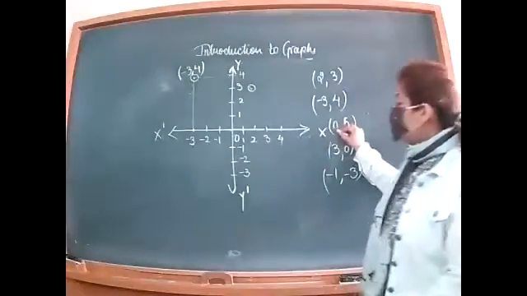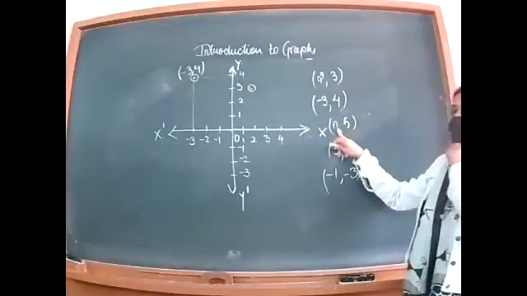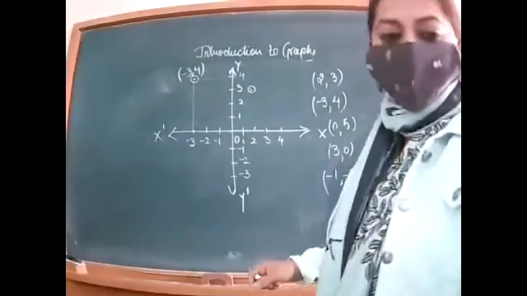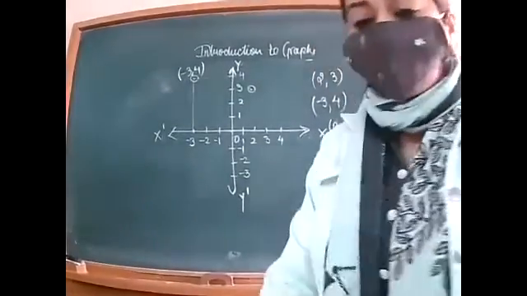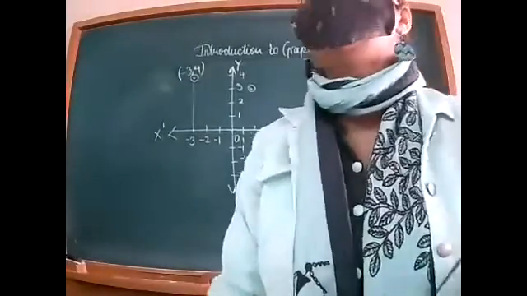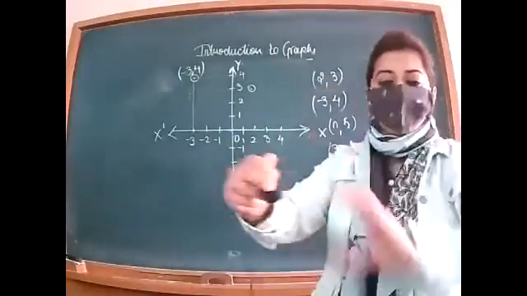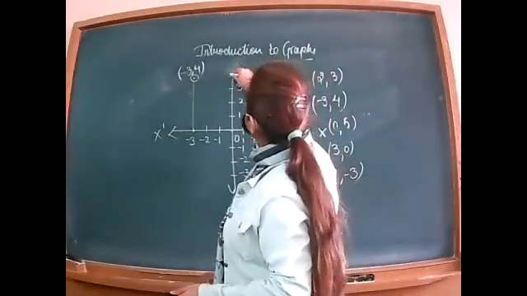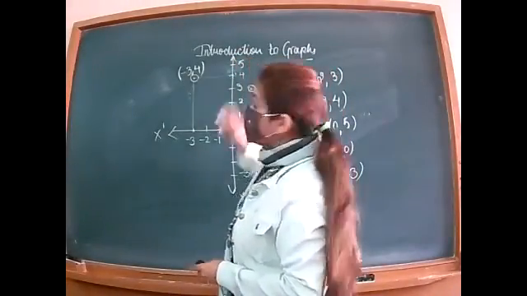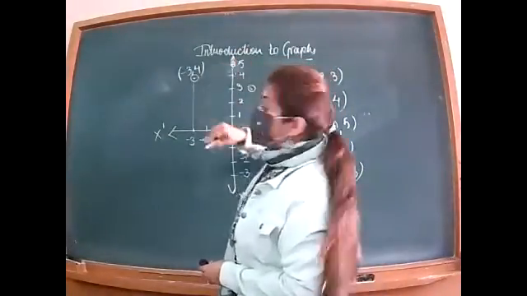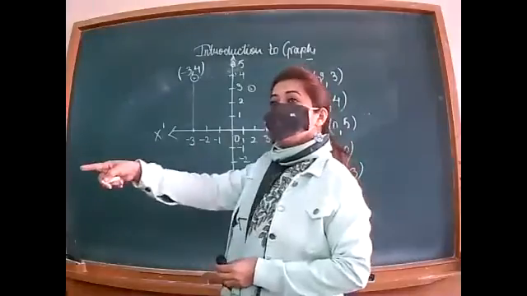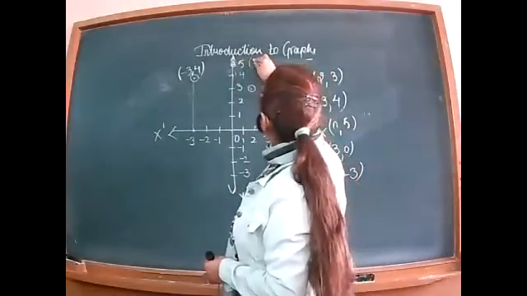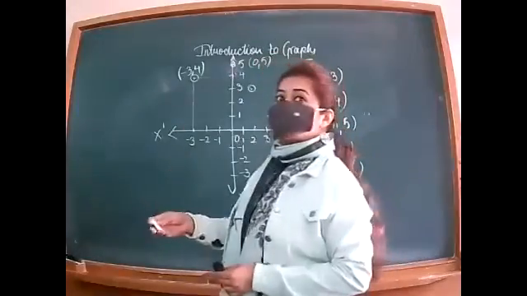Yes, look here. Next point is (0, 5). Here the x coordinate is 0, so it will lie on the y axis. On the y axis I have written the point 5, so let's mark 5. You will write 5 here, and this will be the point. The x coordinate is 0, so it lies on the y axis. This is (0, 5).